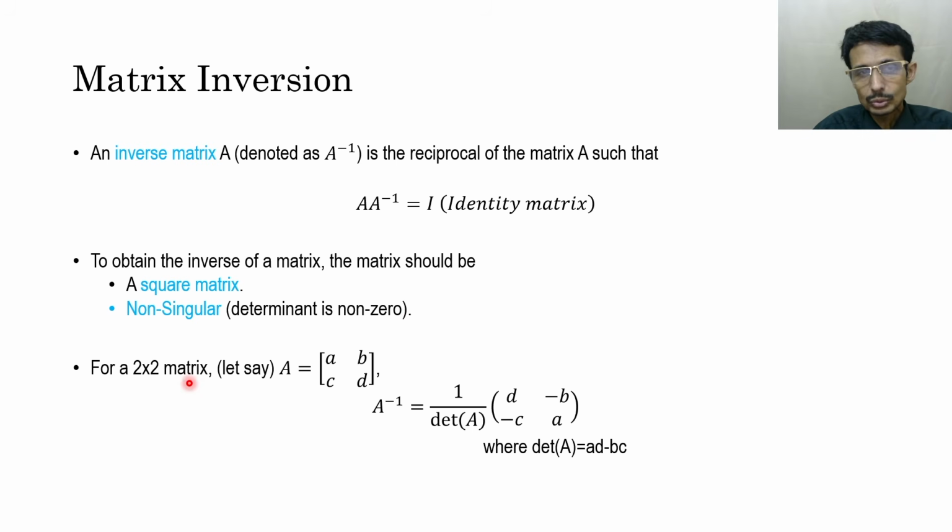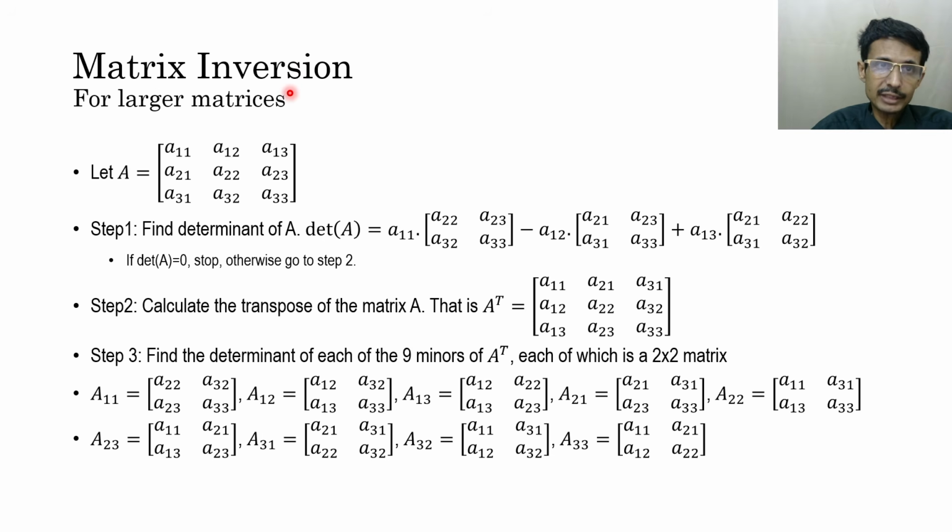So for a 2 cross 2 matrix [[a, b], [c, d]], A inverse is equal to 1 by the determinant of A, times [[d, minus b], [minus c, a]]. Sometimes this is called the adjugate of the matrix A. But that is if it is a 2 cross 2. So what about a 3 cross 3? Matrix inversion of a larger matrix, 3 cross 3.